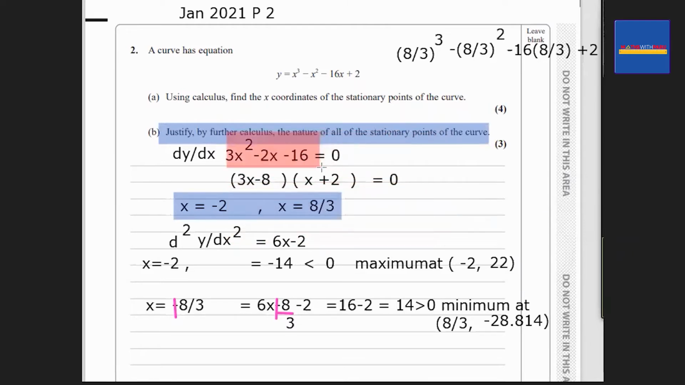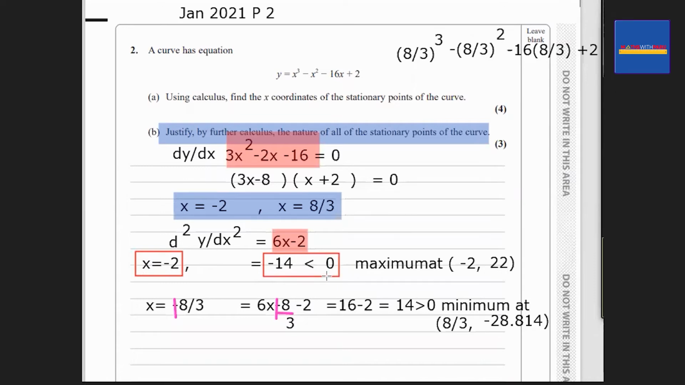When I differentiate 3x squared, I get 6x. When I differentiate 2x, I get 2. So d2y by dx squared, which is the second differentiation, is 6x plus 2. Now I substitute these values of x equals minus 2 and x equals 8 over 3 into d2y by dx squared. So when x is minus 2, d2y by dx squared is minus 14, which is less than 0.